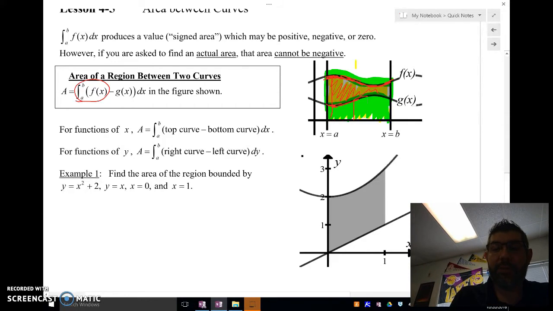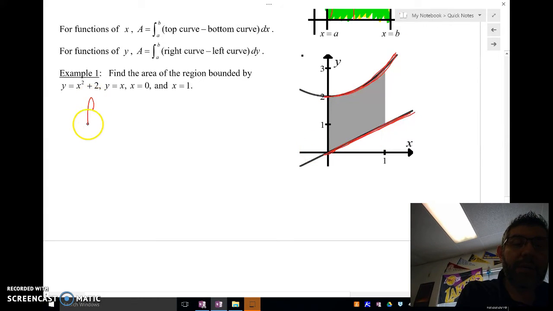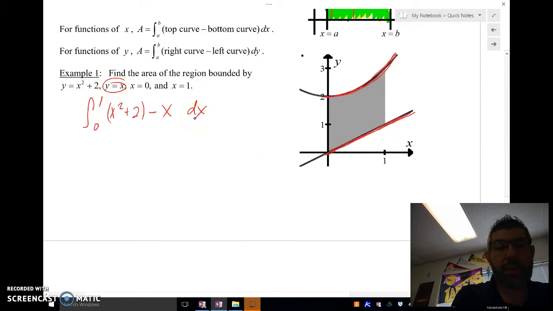Let's take a look at an example. So here I have x squared plus 2, that's this one here, and then here I have y equals x. This is the top curve, and this is the bottom curve. So I'm going to take my integral from 0 to 1 of x squared plus 2 minus x, because that's my second curve, dx. Okay, and that's it.